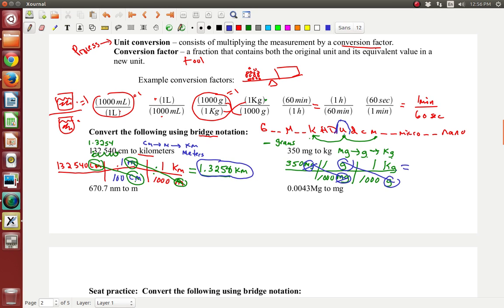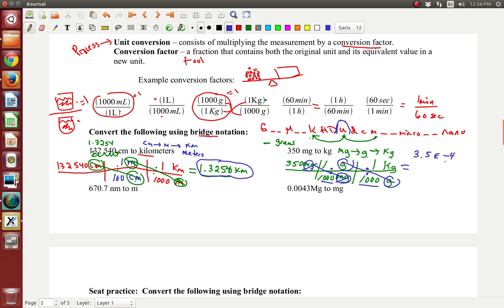All right, so now I put all this in the calculator. It should be 350 divided by 1,000, divide again by 1,000. Do not multiply these guys together. 350 divided by 1,000, divided by 1,000 again, and that answer should come out in your calculator to be something like this. It might say 3.5 e negative 4.